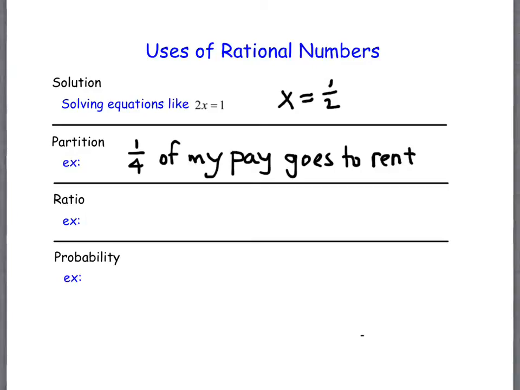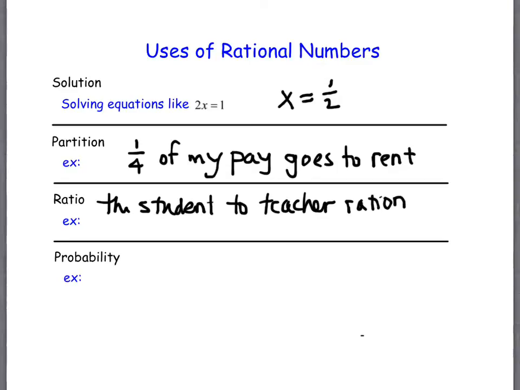There's also ratio. The student to teacher ratio is 8 to 1. 8 students to 1 teacher. So if we wrote that in a rational number form, that would actually look like 8 over 1. I recognize that simplifies to the whole number 8, but it can be written as 8 over 1 in a ratio form as well.